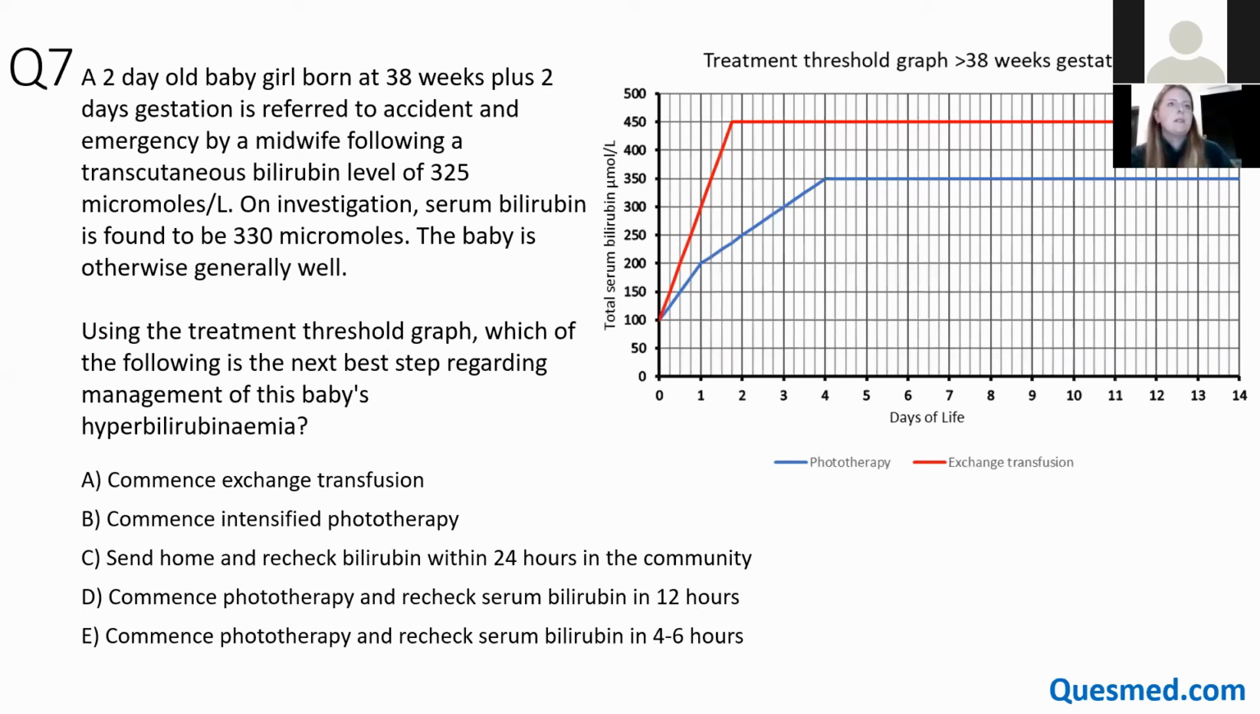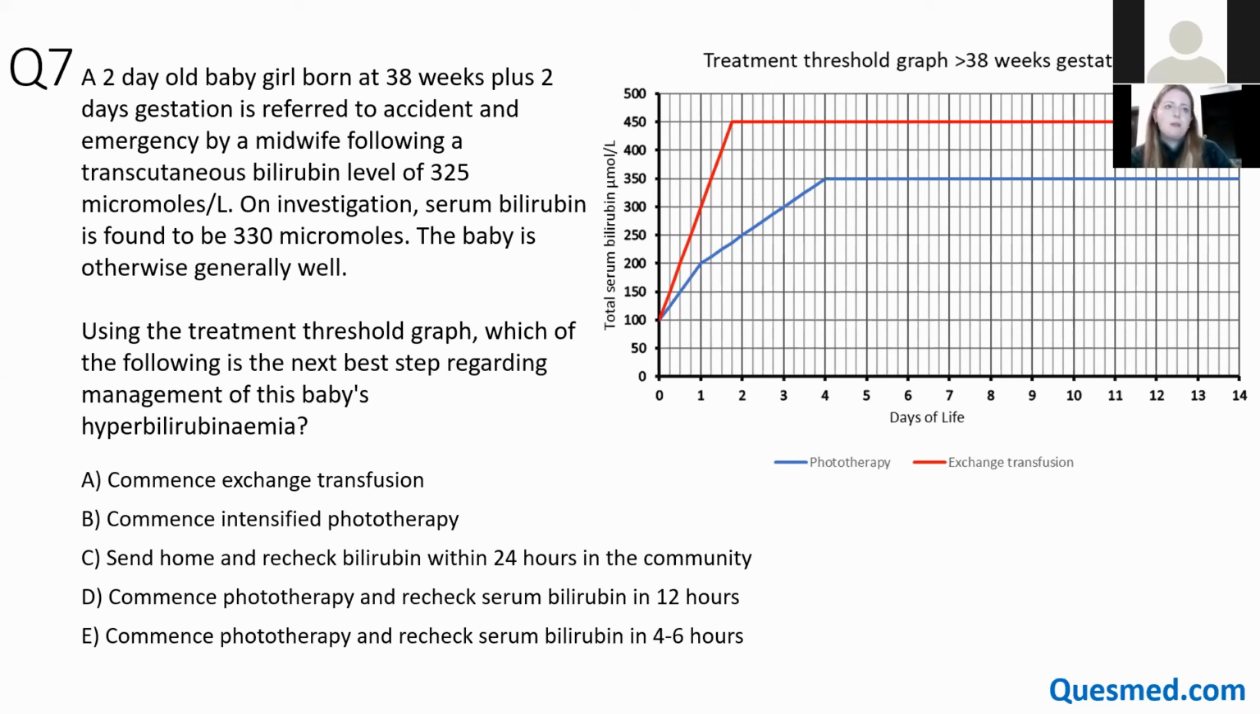Question number 7. A 2-day-old baby girl born at 38 weeks plus 2 days gestation is referred to A&E by a midwife following a transcutaneous bilirubin level of 325 micromoles. On investigation, serum bilirubin is found to be 330. The baby is otherwise generally well.